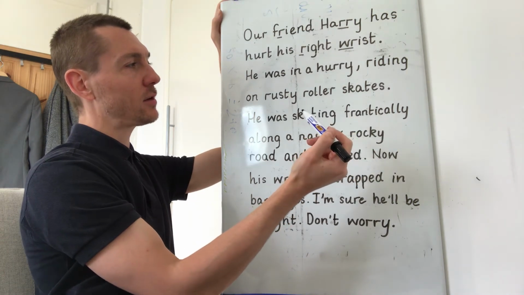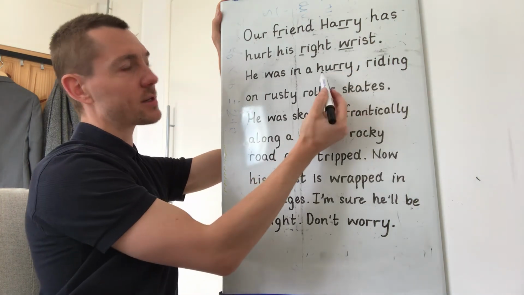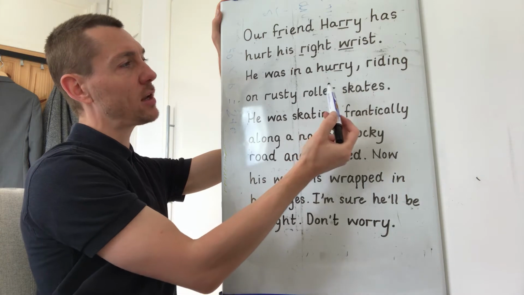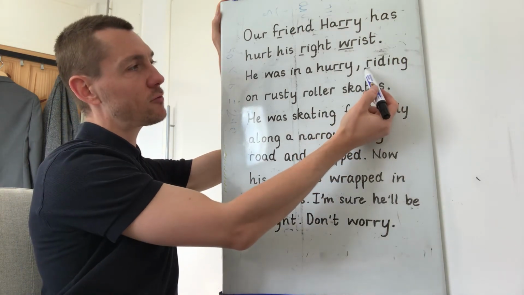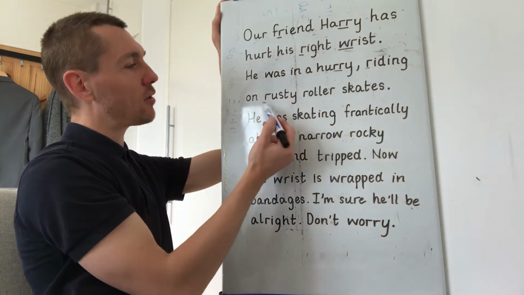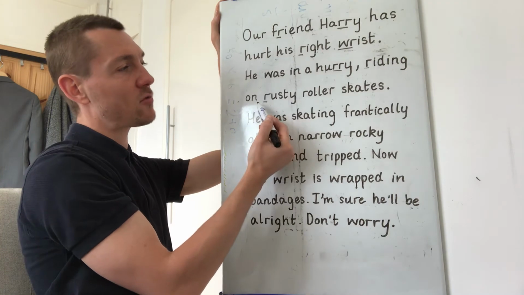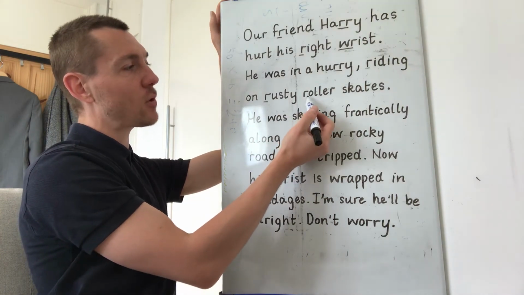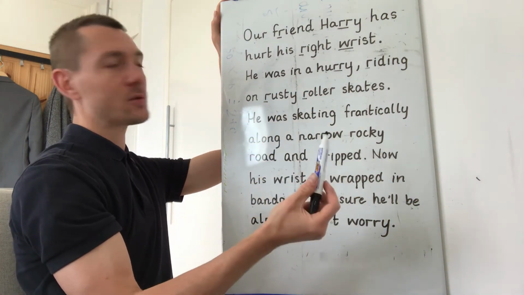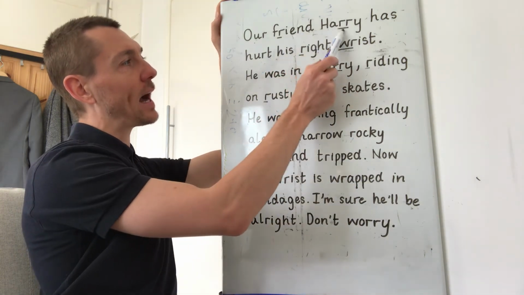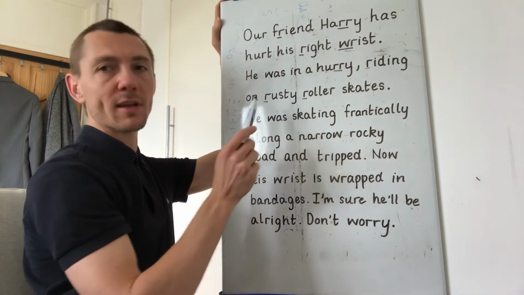So there's a few there too. In fact, 4. We have the word hurry with the double R spelling. So you should have written hurry. We have the word riding with the R spelling. You should have written riding. Rusty, we have the R on its own spelling again. You should have written rusty on your list. And roller, roller. So we've got the R spelling again. So far we should have friend, Harry, right, wrist, hurry, riding, rusty, roller. There's a lot to this one.